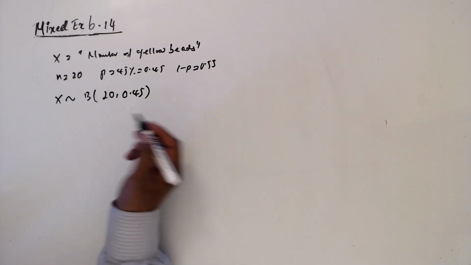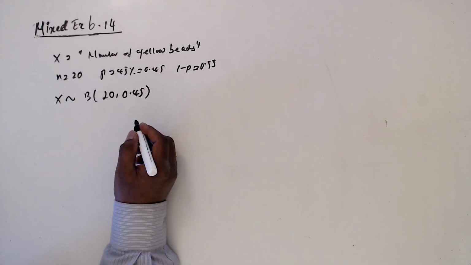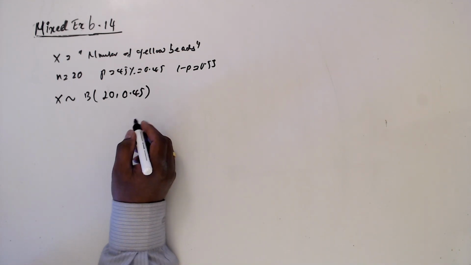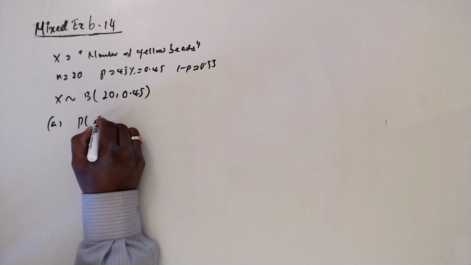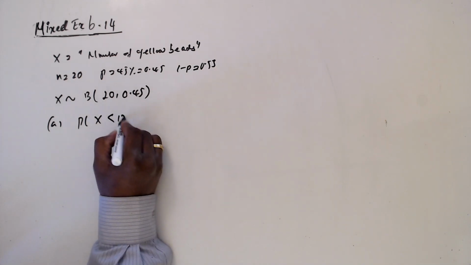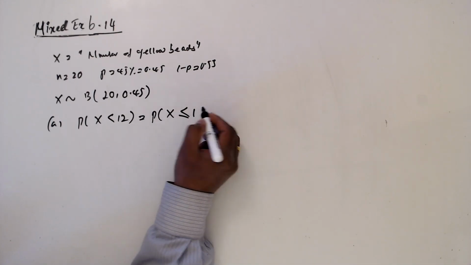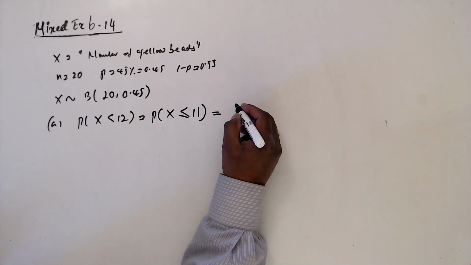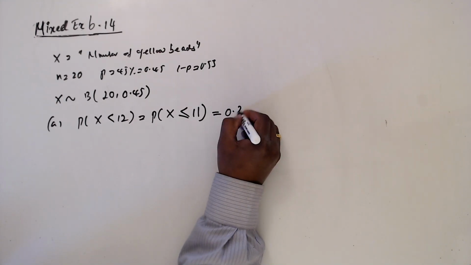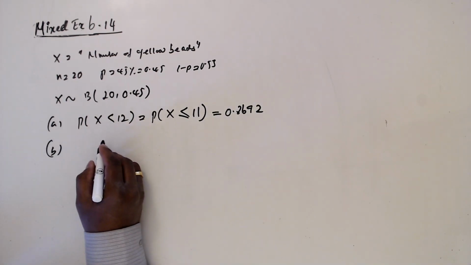Part A, fewer than 12 yellow beads. So probability of x less than 12. Fewer than 12 means probability of x less than or equal to 11. So we can get this answer from the table straight, 0.8692.